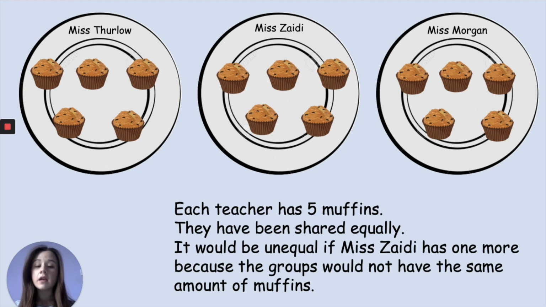But it would be unequal if Miss Zadie has one more because the groups would not have the same amount of muffins. If we gave Miss Zadie one more, Miss Zadie would have 6 muffins, but Miss Thurlow and Miss Morgan would only have 5. We would not have the same, so it would be unequal.